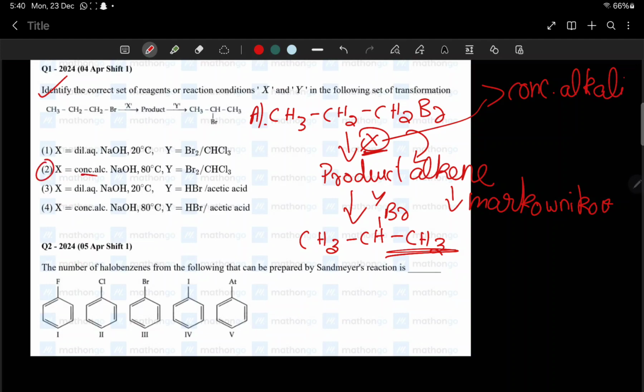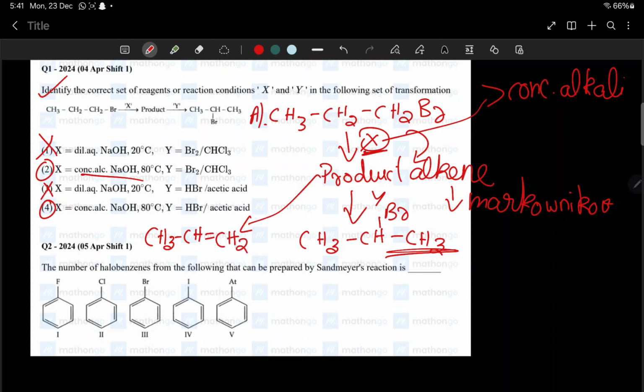Yes. In the second question it is concentrated NH2. So first and third options are wrong. We can eliminate them. So it is 2 or 4. Now to convert this alkene. So what alkene do we get? We get an alkene like this: CH3CH=CH2. This is the alkene that we'll get.